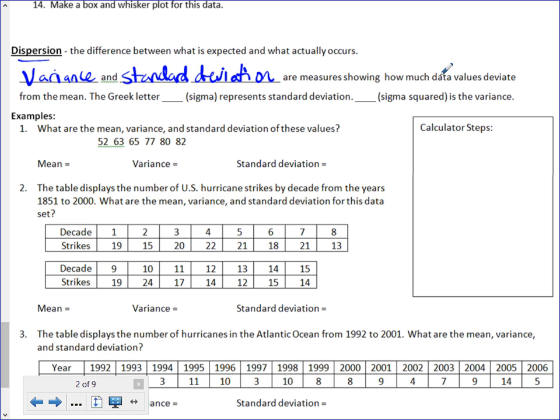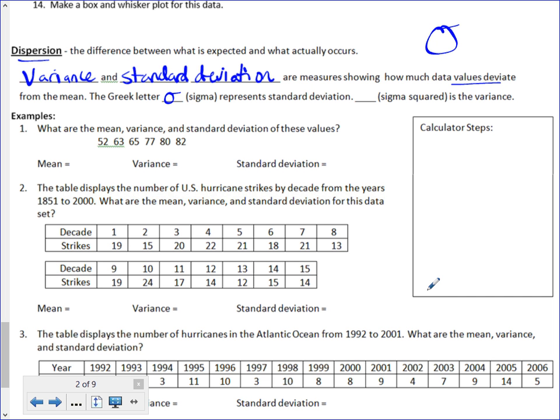These are measures showing how much data values vary. In other words, are they all really close together, or are they kind of spread apart? The Greek letter we're going to use for this is sigma. So if you wanted to see a big version, it looks like that. It's an O with a little hat with a curly Q.